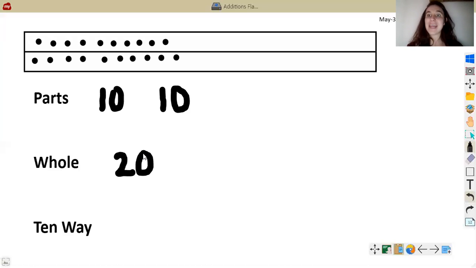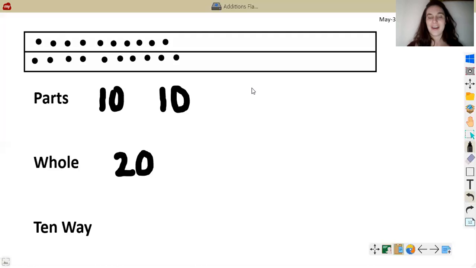Now, what is the 10 way for 20? How do you say 20 the 10 way? Go ahead and share out loud right now. If you said it was 2, 10, you're correct. Remember, we have two groups of 10. So you want to say 2, 10, and then you wouldn't say anything after the 10 because there's no ones left over.